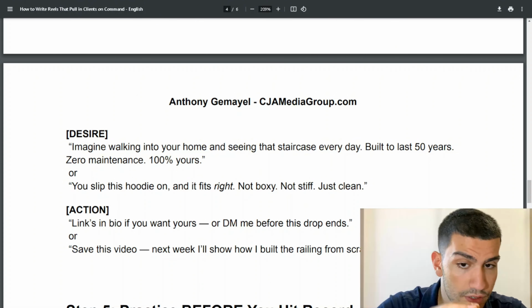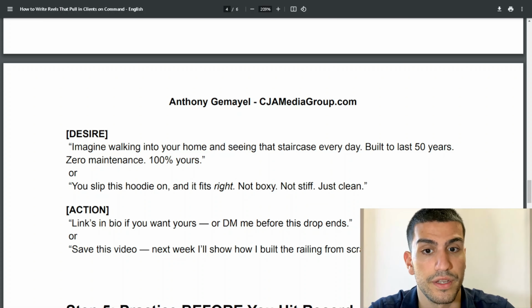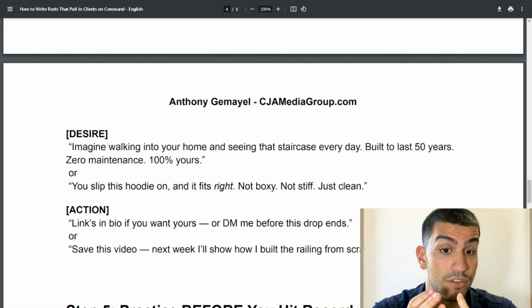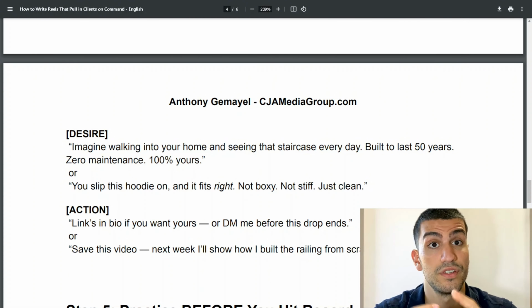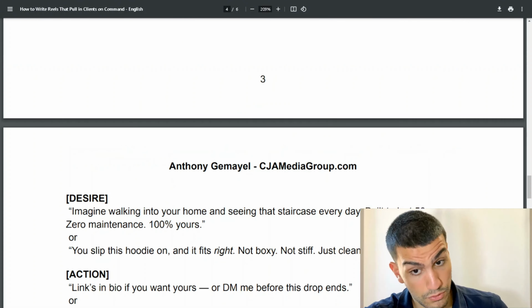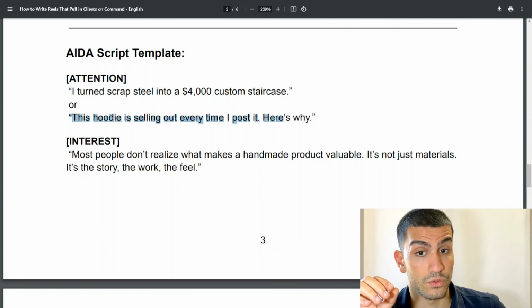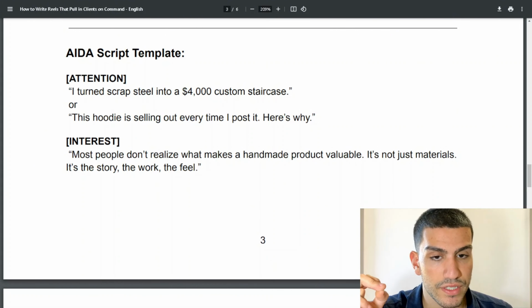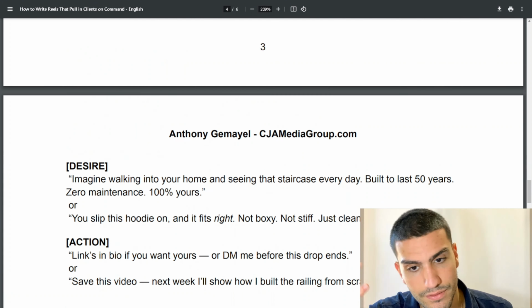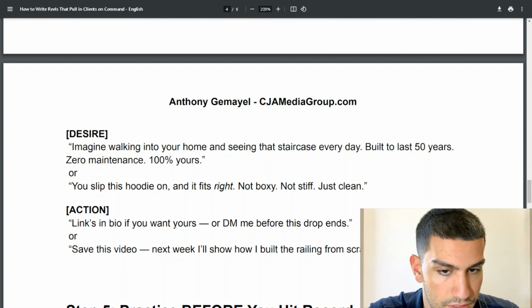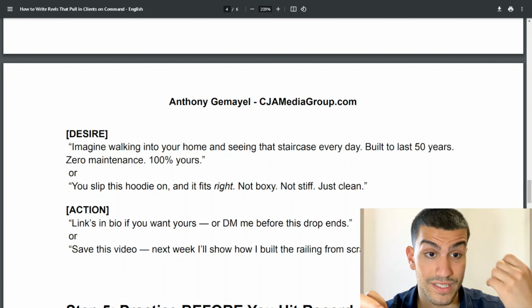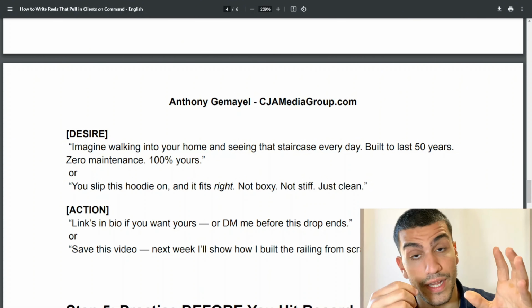And another good example of desire would be something like, you slip in this hoodie and it fits right, not boxy, not stiff, just clean. It's directly linked to the hoodie part, which is, this hoodie is selling out every time I post it. Here's why. It's directly linked to it. It's the same thing. You are shifting the attention to a desire, then to sell them in the action.